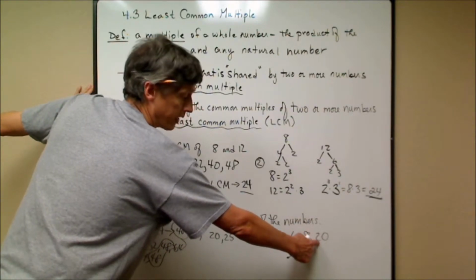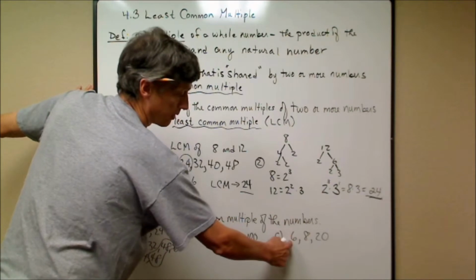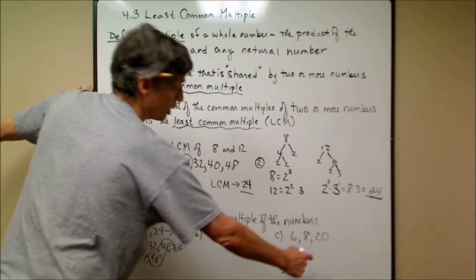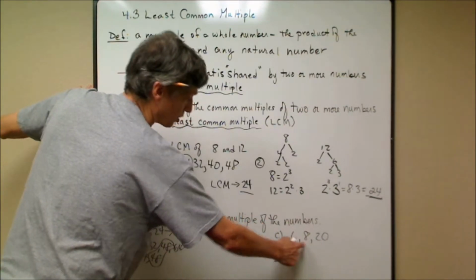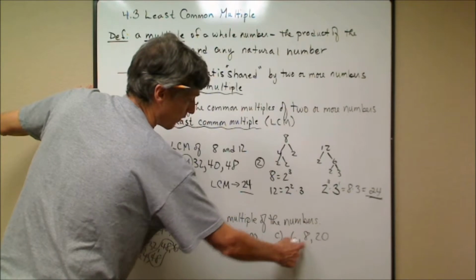So 20 times 1, well, these don't divide into that. 20 times 2 is 40. That goes into it, but not that. 20 times 3 is 60. That goes into it, but not that. 20 times 4 is 80. That goes into it, but not that. 20 times 5 is 100. Neither one of those divide evenly into 100.